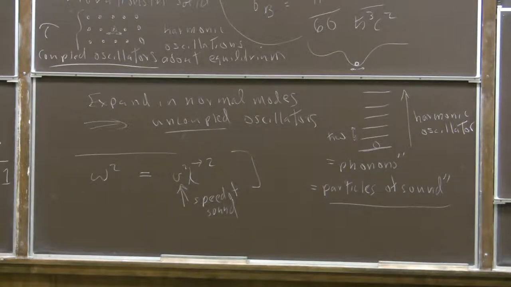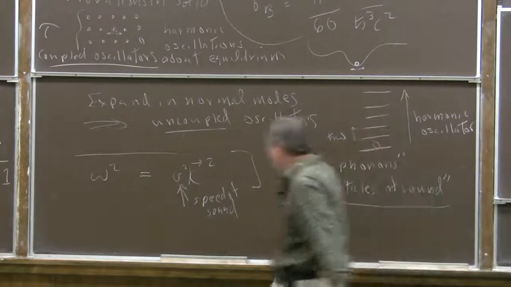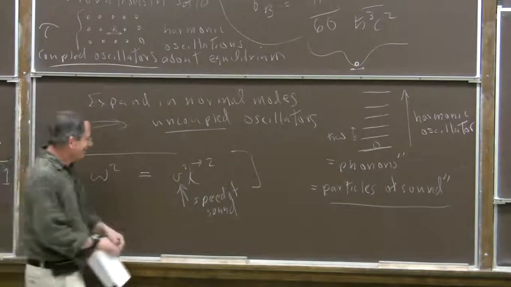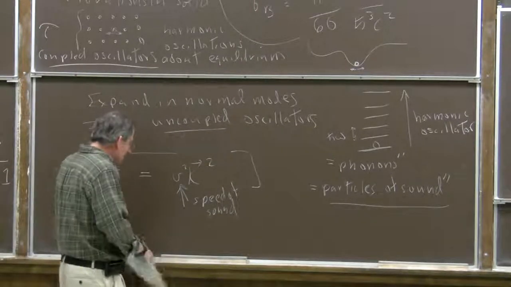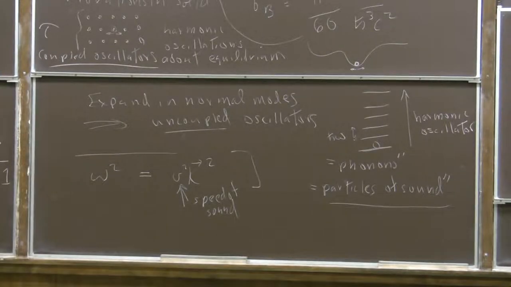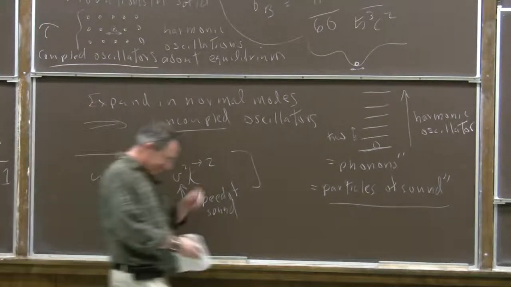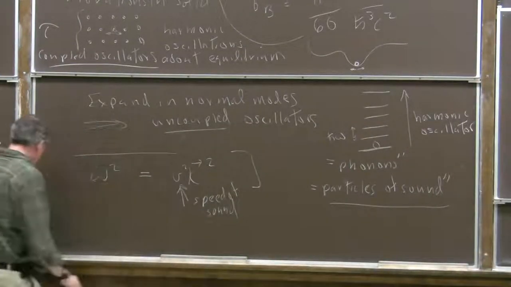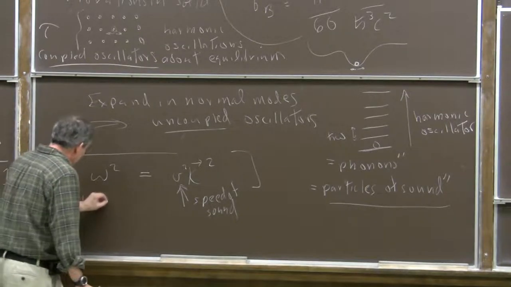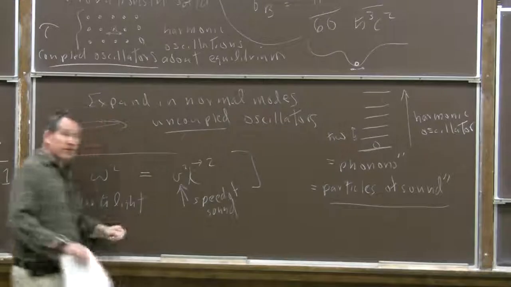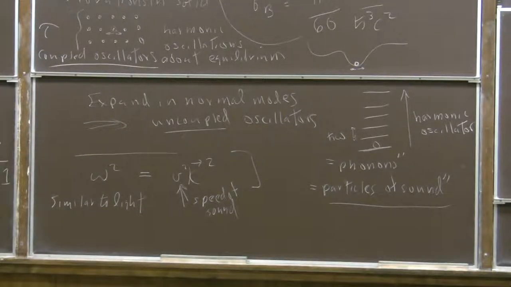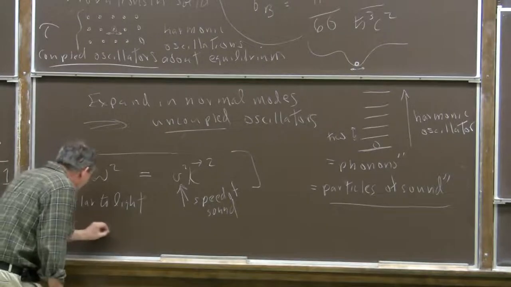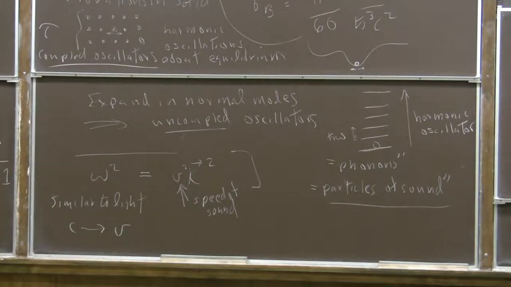There's no dispersion. Question? That's a v. So I use c for speed of light, v for speed of sound. Okay. So it's just like light. And because there's no dispersion, the traveling waves will have the group velocity equal to that speed. Those are the sound waves going through the crystal. Similar to light, except we replace the speed of light by the speed of sound.